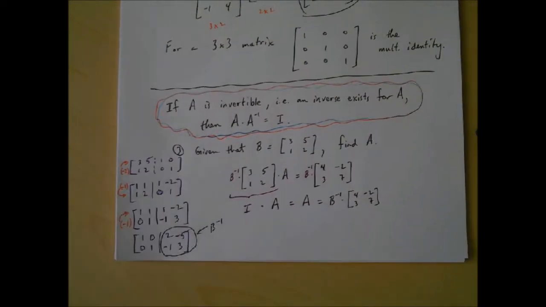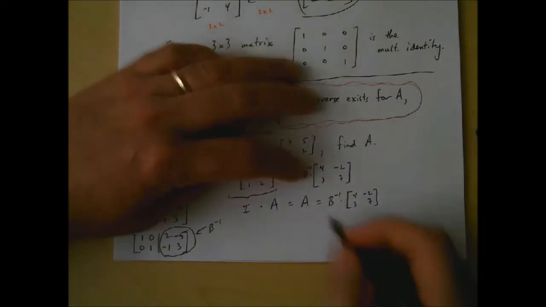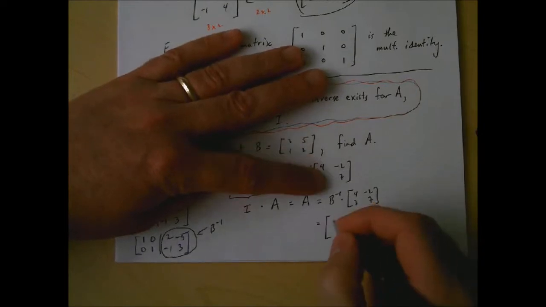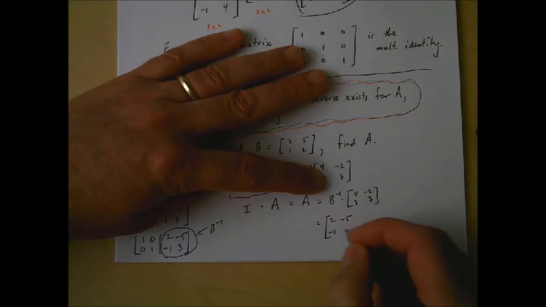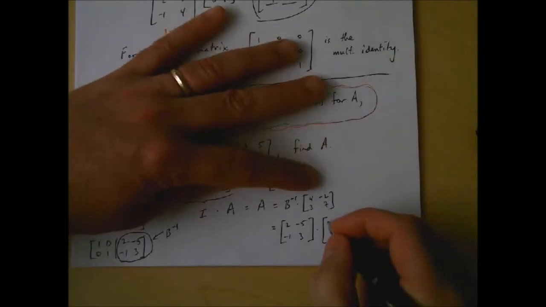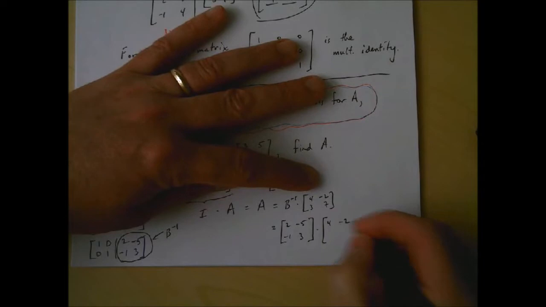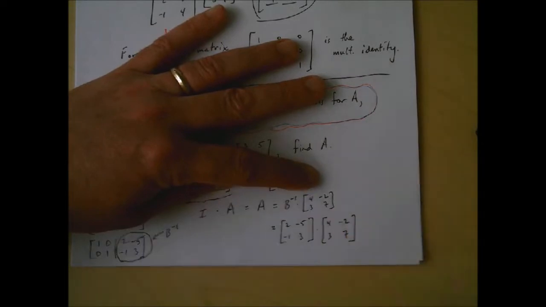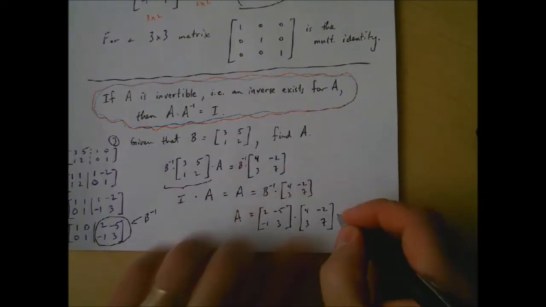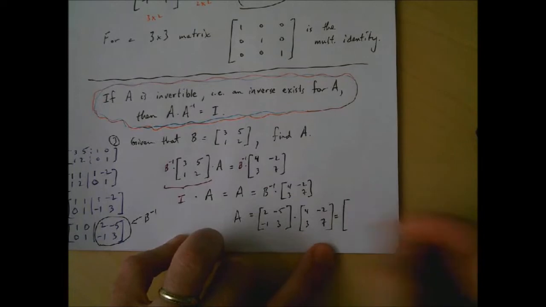And so we're going to be doing B inverse, which is 2, negative 5, negative 1, 3 times 4, negative 2, 3, 7. And that's what A is equal to. So now we still need to do that.